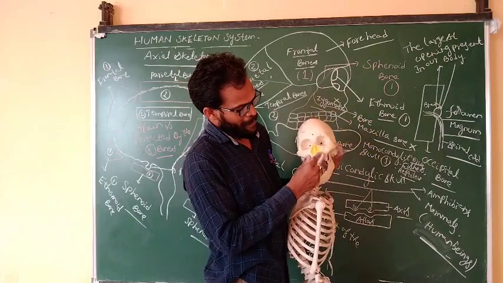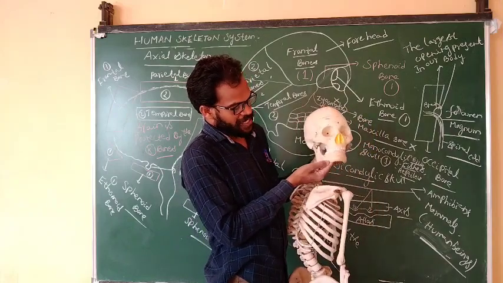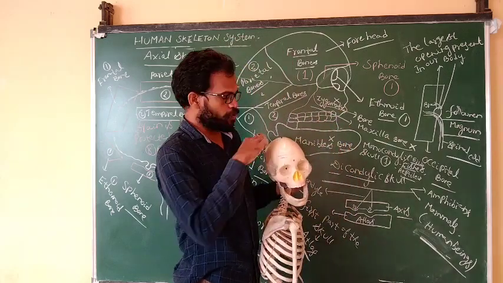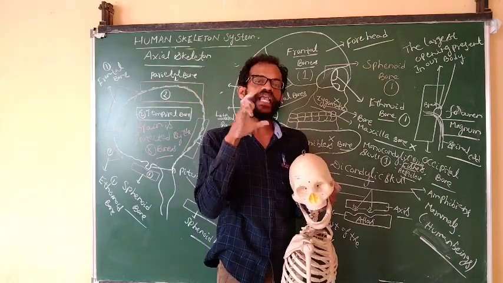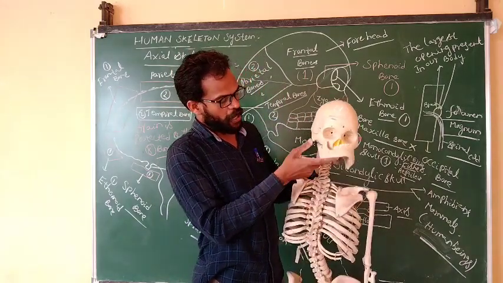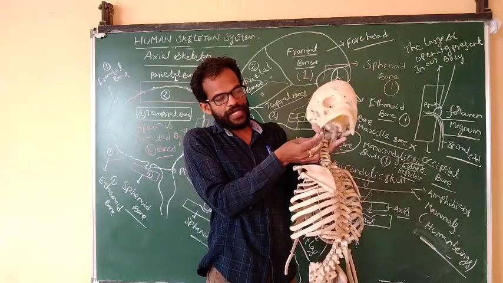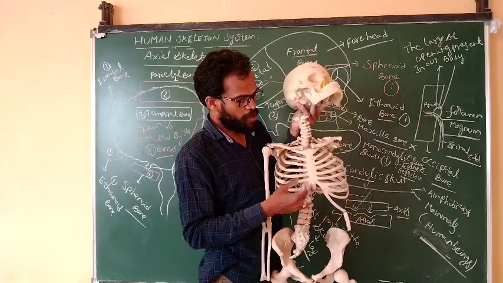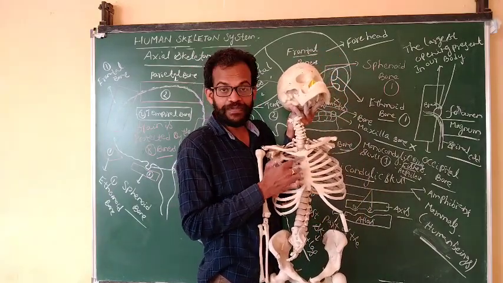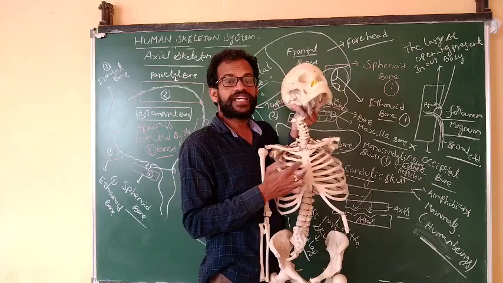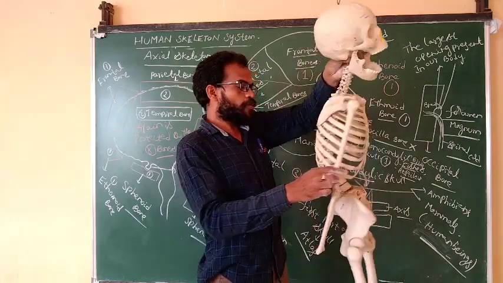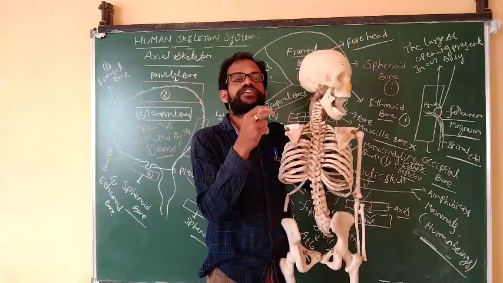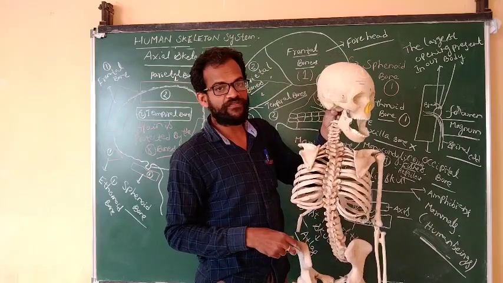These are the mandible and maxilla, which are not under the category of the cranium. The cranium consists of only 8 bones. Here we also have the tongue bone, and the rib cage, which includes the sternum. How many ribs? 12 pairs of ribs. And the vertebral column, the backbone, consists of 26 bones.